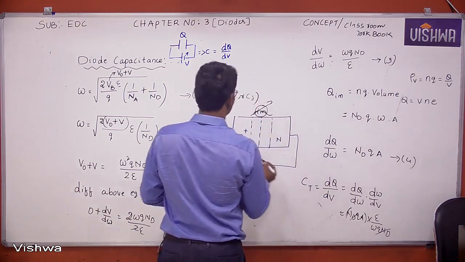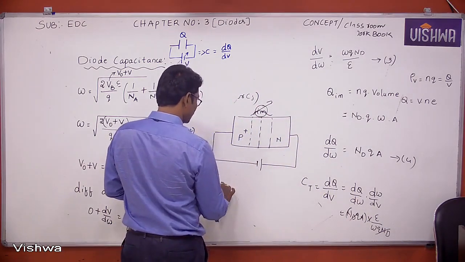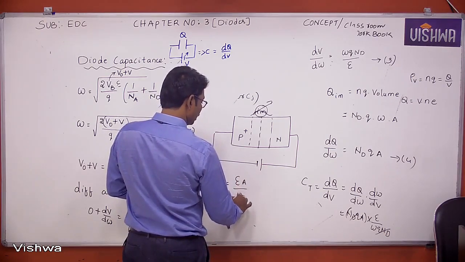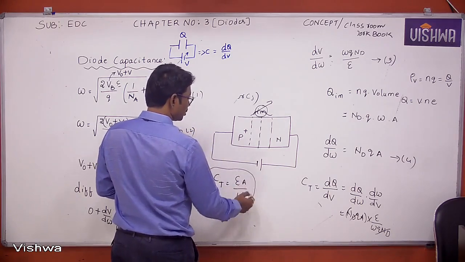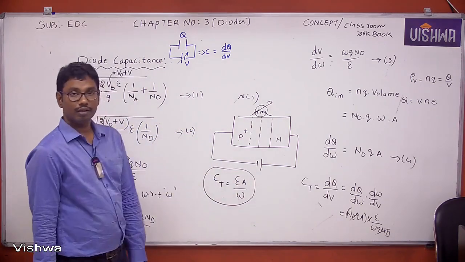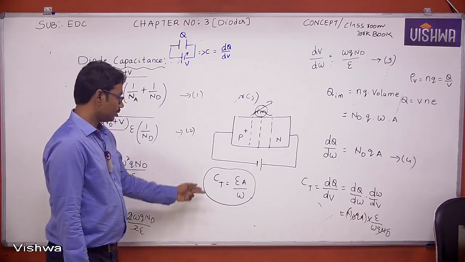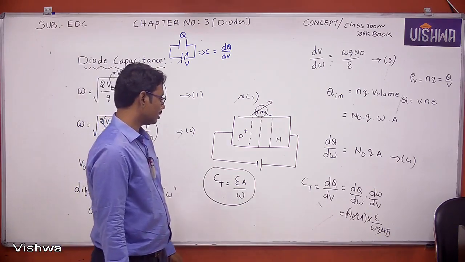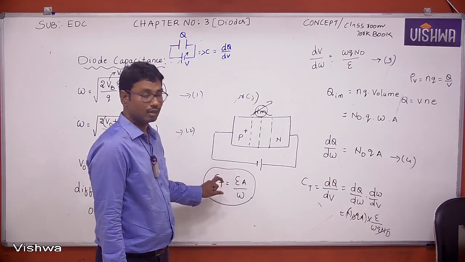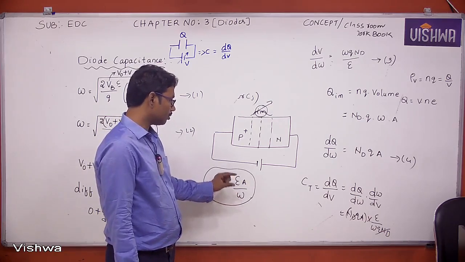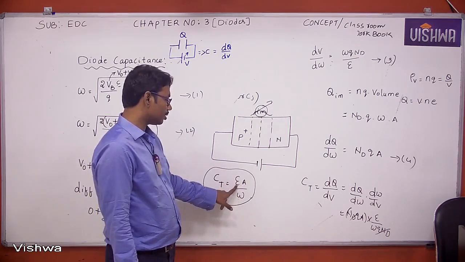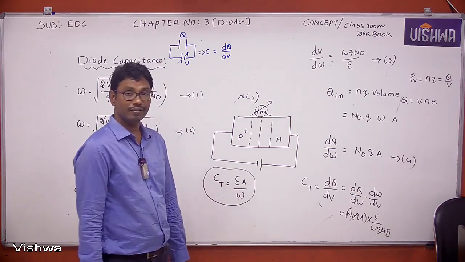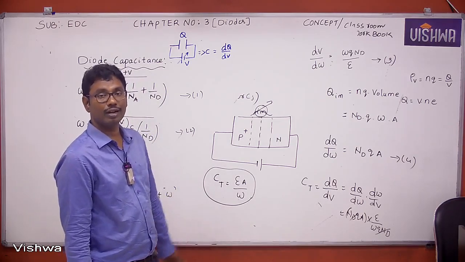Now what is the final expression here? The final expression is Ct equal to epsilon into A by W. This is the transition capacitance value in case of reverse bias condition. Substitute the W value, whatever voltage you are applying, and the area and the permittivity epsilon, then you will get the transition capacitance. This is also called the junction capacitance. In this way we can compute the transition capacitance value.